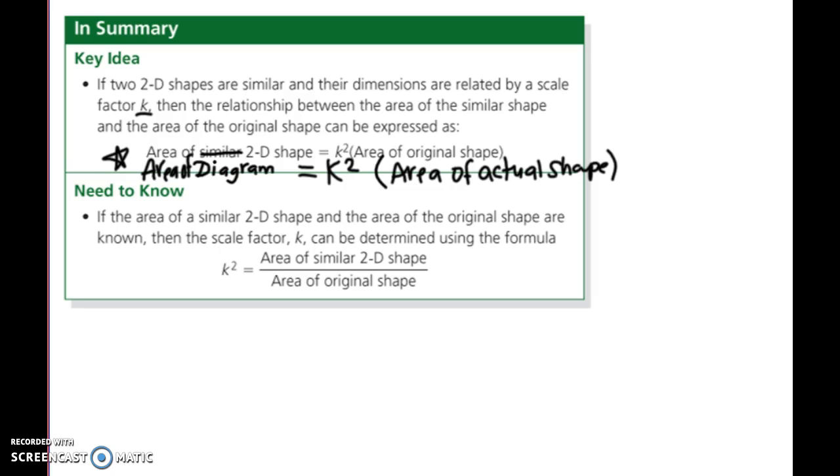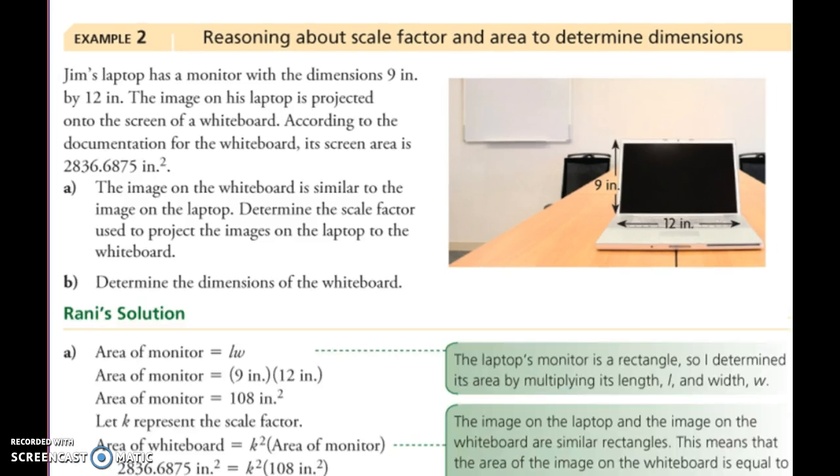Similarly, you can manipulate this by just dividing out the area of the actual shape, and you get this formula. So they're just saying the scale factor squared is equal to the area of the diagram of the 2D shape over the area of the actual shape. Okay? So we'll look at example 1.